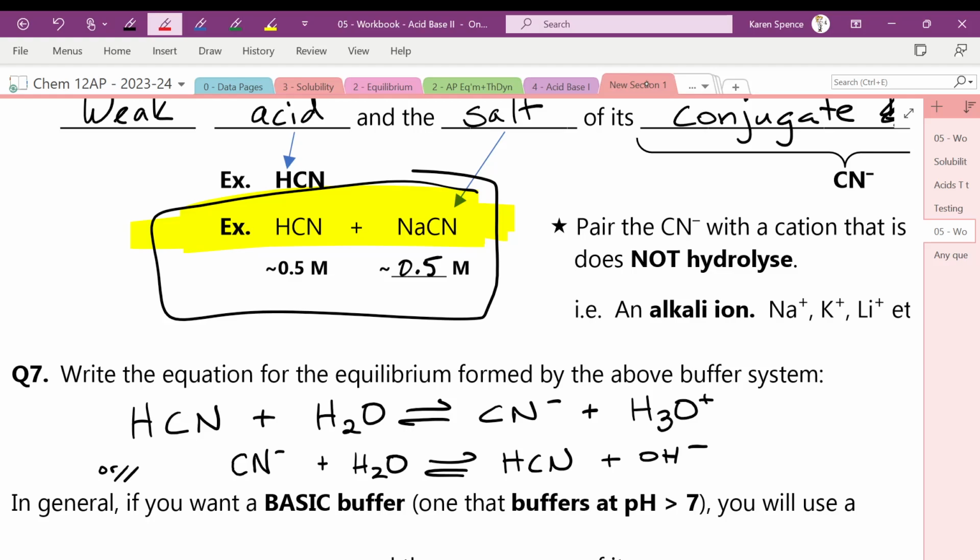Why does hydronium work as a buffer? It doesn't. It's part of a buffer system, but it's not the acid with its conjugate base. Having hydronium and water, its conjugate base, will not produce a buffer, because that's just like having an acidic solution. Yeah?